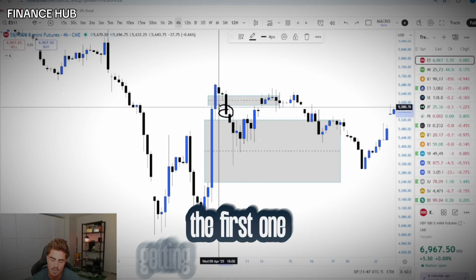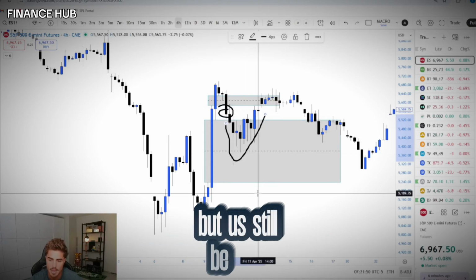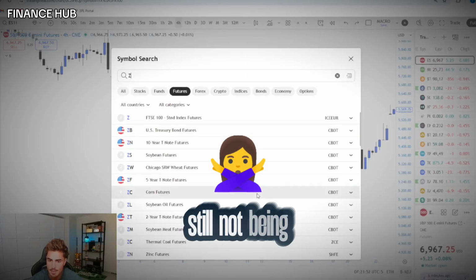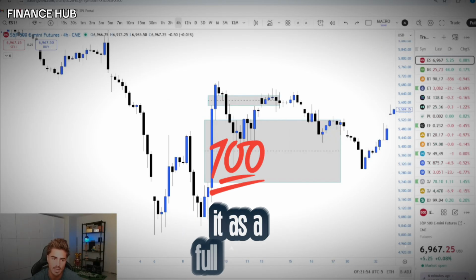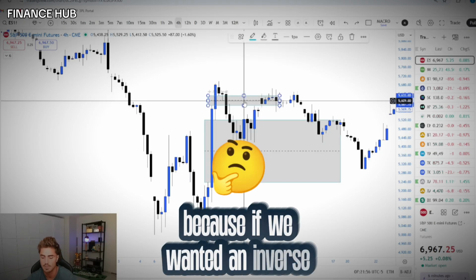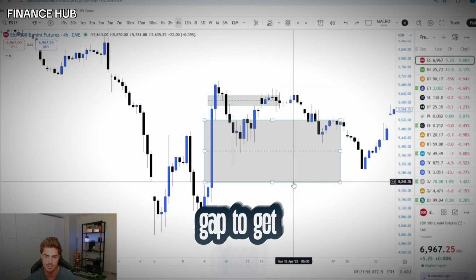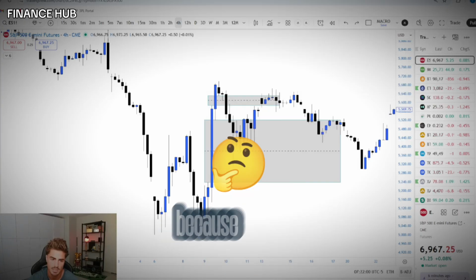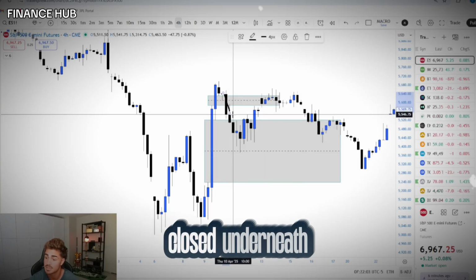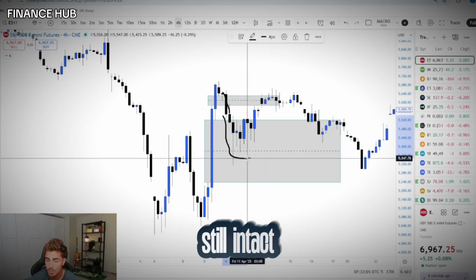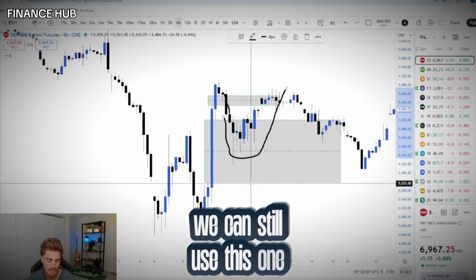The first one getting closed underneath, but us still not being able to classify it as a full inverse, because if we wanted an inverse, we would be looking for this gap to get closed underneath, not this one. Because again, if this one gets closed underneath, it doesn't matter. The trend is still intact. We can still use this one in our favor.